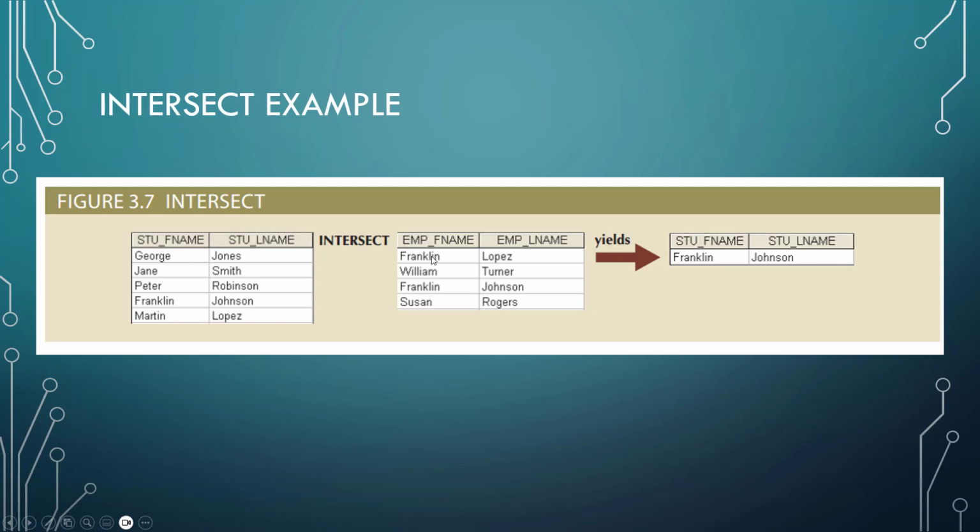Here's an example. This time, notice that the field names aren't the same, but the first field is a first name for student and a last name for student, and this is for employee. But this is going to check, are there students that are also employees? And there's no George, Jane, Peter. Oh, there is a Franklin Johnson here. So those intersect. There's no Martin. And the result then is that intersection, that row that is in both of them.